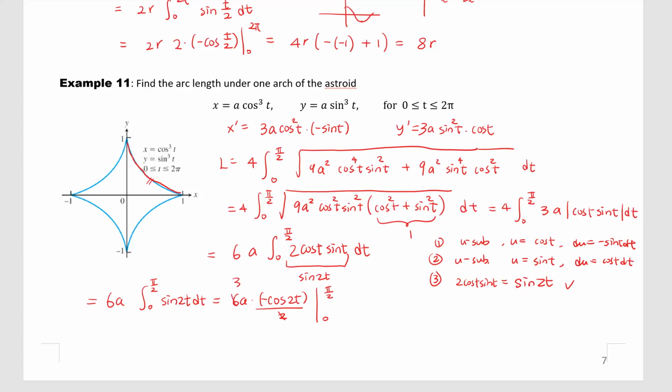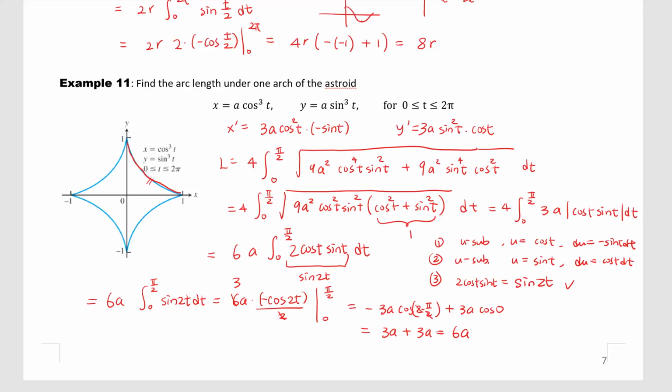So this 2 cancels, we have 3. So negative 3a, we plug in cosine of 2 times pi over 2, minus, negative becomes plus, 3a of cosine 0. Okay. Cosine of pi is minus 1. So I get 3a plus 3a, which is 6a. So my answer is 6a. Okay, so that is the arc length of this astroid.